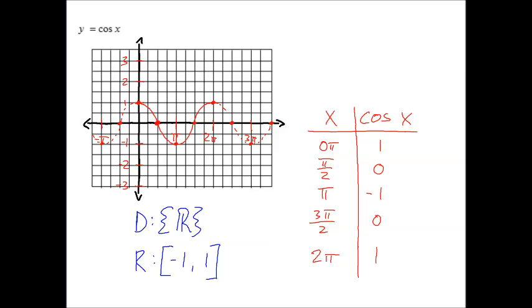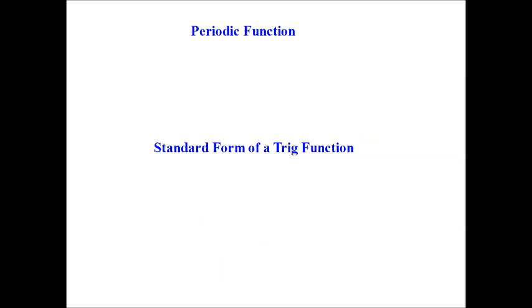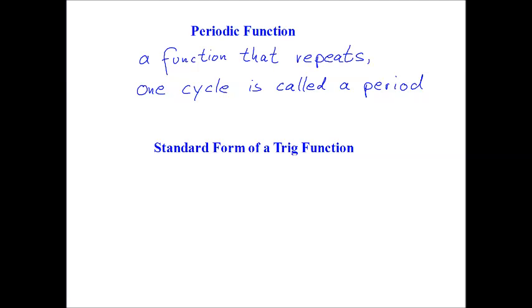For both our sine and cosine function, we see that if we go beyond the part that we have graphed in a solid line, the pattern repeats the same way, and it keeps doing that over and over again without stopping. And that's why these functions are called periodic functions. A periodic function is a function that repeats, and one cycle of that is called a period.